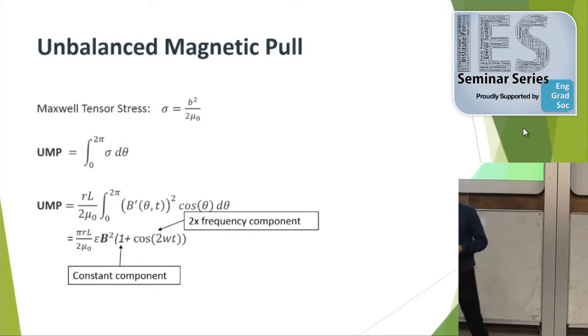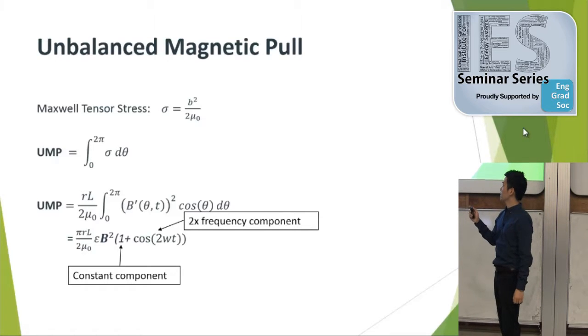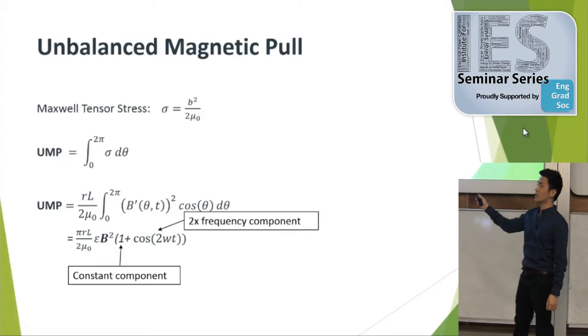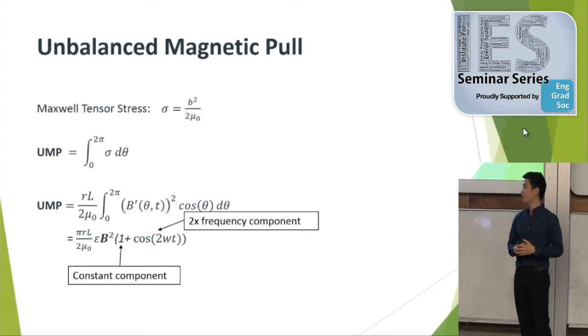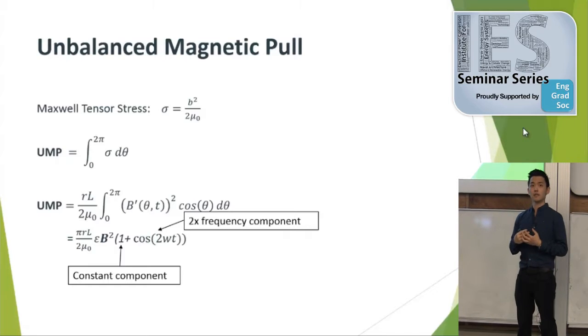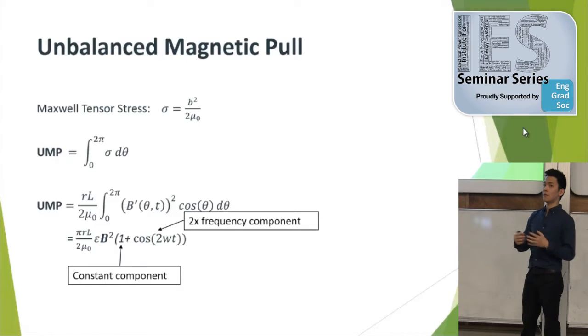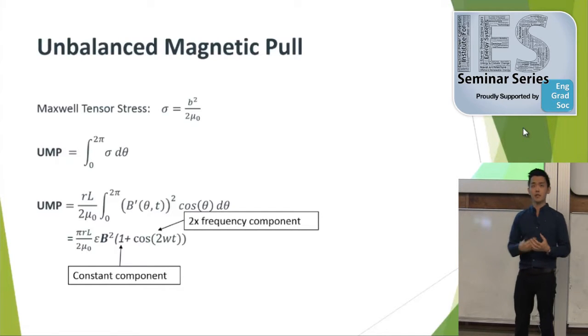After that, we apply the Maxwell stress tensor on the rotor at each position and integrate it, and this gives us our final unbalanced magnetic pull. From here we can see that there is a constant component and a 2 times frequency component of the unbalanced magnetic force. The constant component is caused by the forward rotating flux of the machine, and the 2 times frequency component is caused by the backward rotating flux. Backward rotating flux will normally not happen in a series connected circuit, so the 2 times frequency component will normally be there only if not every circuit is series connected.